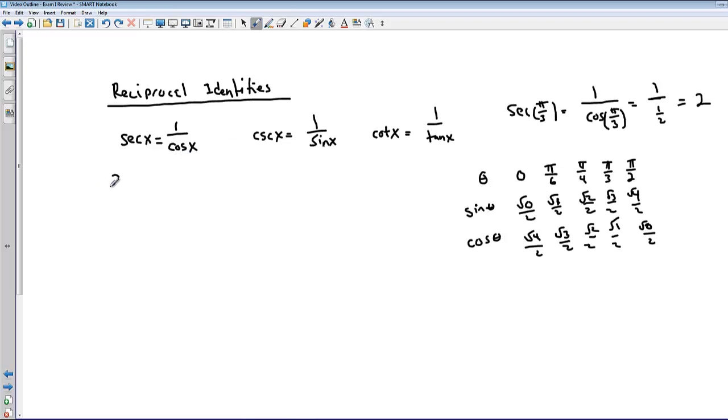All right, there's also the quotient identities. So I'll just write quotient here. So quotient identities, that tells me what the tan of an angle is and what the cotan of an angle is in terms of sines and cosines. So these are very important. This one's sine of theta over cosine of theta, because oftentimes we're going to convert everything to sines and cosines and then try to use their identities to simplify expressions. And then the cotan of theta is equal to the cosine of theta over the sine of theta.